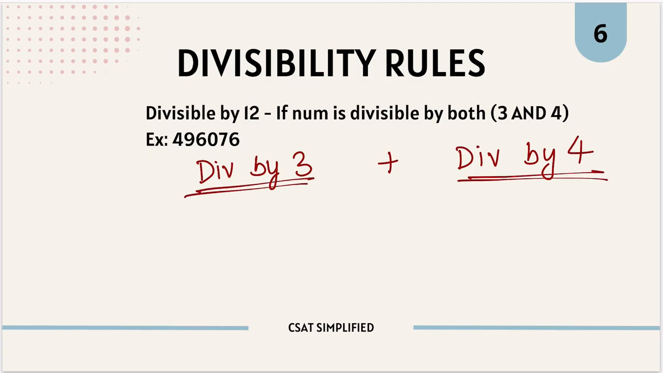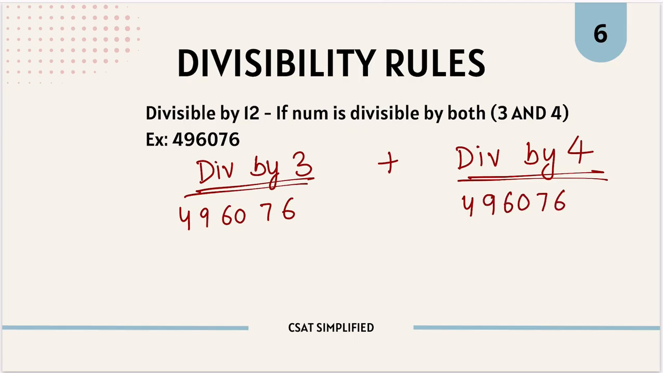Both have to be true for it to be completely divisible by 12. So in this case, 496076, you check by sum of digits. Apply the divisibility rule of 3 and see if it is divisible by 3, and do a similar thing.